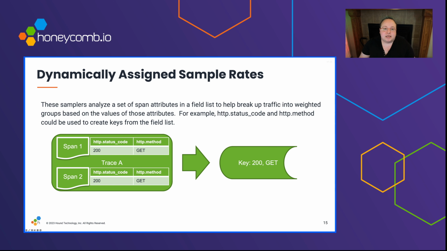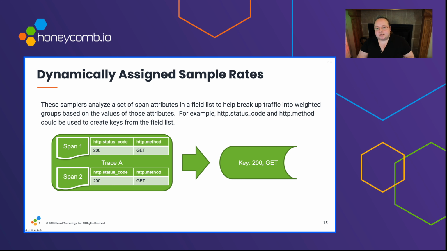The way that the dynamic samplers do this is basically they create a key base filled with keys based on the data contents of your traces. So it looks at all the spans in your traces. You generate a field list of specific span attributes that you care about, and then it looks at those attributes across all the spans in a trace, and it generates a key out of those values.